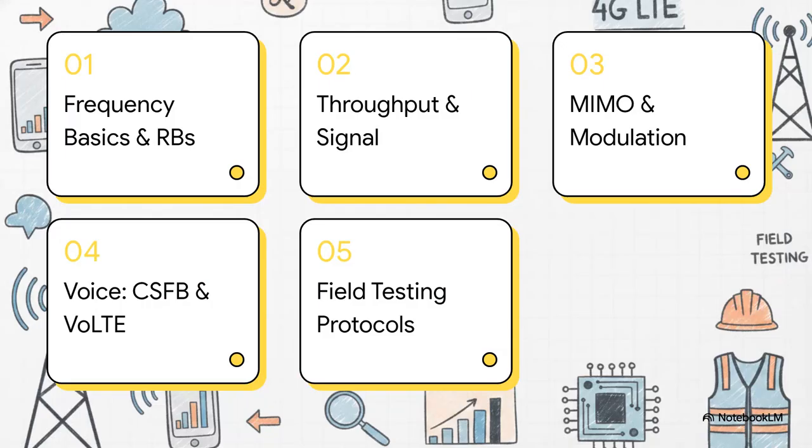Okay, let's dive into this. Here is our roadmap for today. We've got 5 main building blocks. 1, frequency basics and resource blocks. 2, throughput calculations and signal quality. 3, MIMO technologies and modulation types. 4, voice services with CSFB and VoLTE. And finally, 5, field testing protocols.